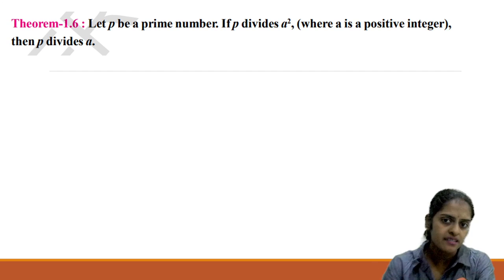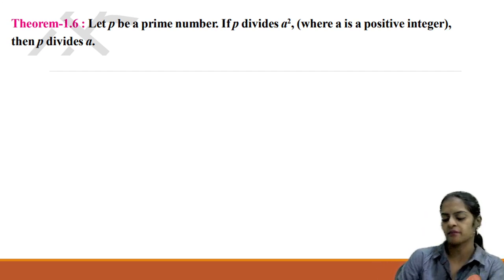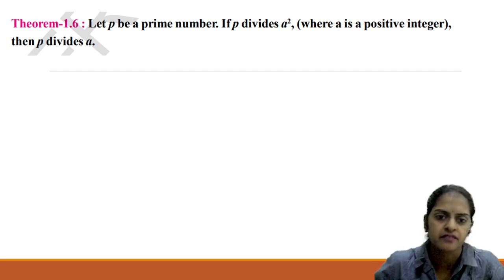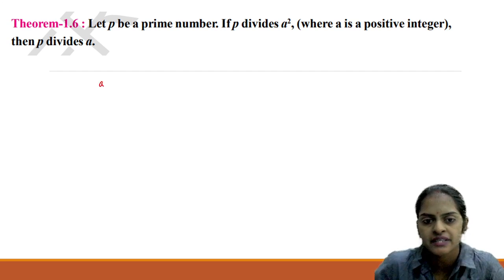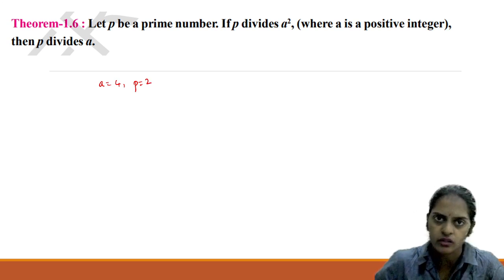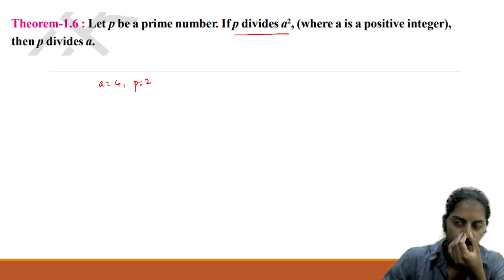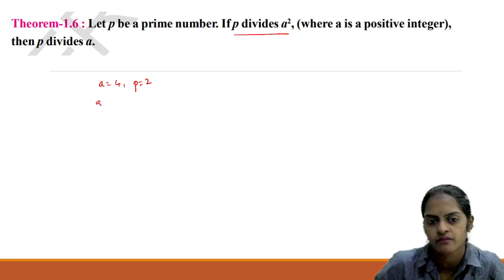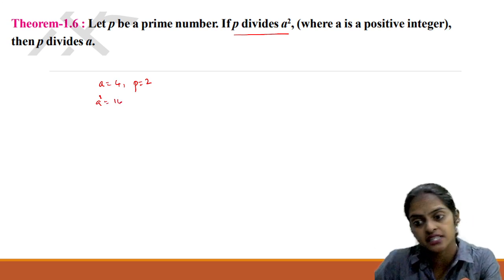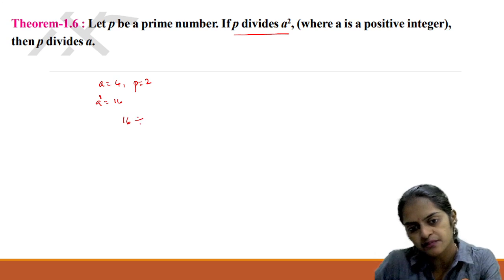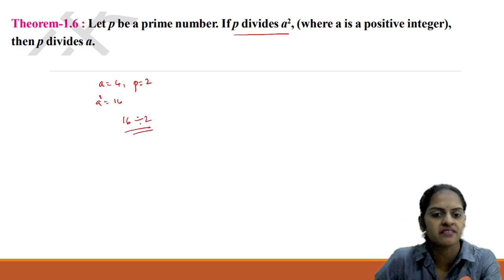See here, p is a prime number, p divides a square. Then p also divides a. For example, let me take a as 4 and p as 2. P divides a square. A square is 16. So they're telling you that p divides a square. That means this p, which is 2, is dividing 16.